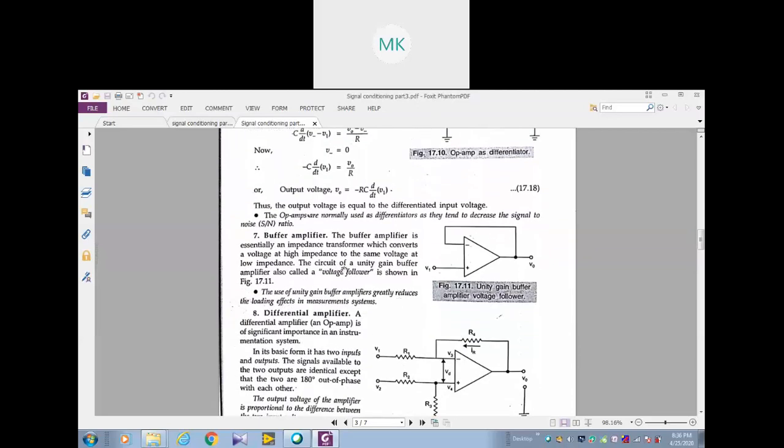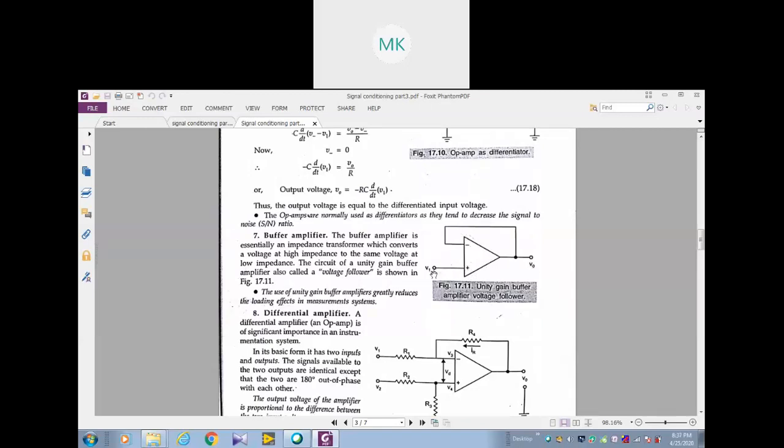Now, buffer amplifier. You can see the voltage follower arrangement in this diagram. This one acts as a buffer amplifier. A buffer is used to separate the input and output stages. Here the input impedance of this stage is infinite, so the output is equal to the input signal.